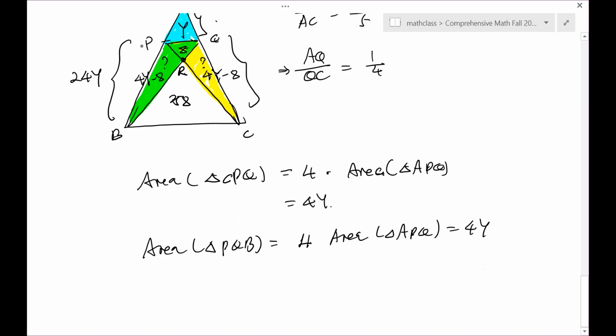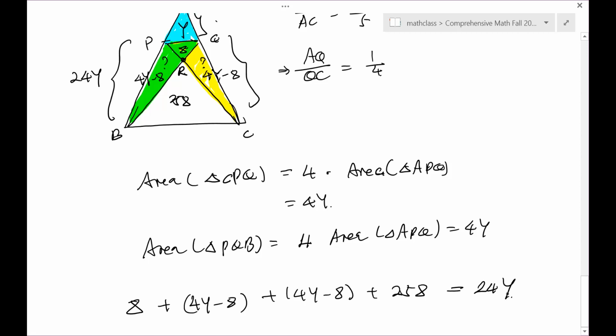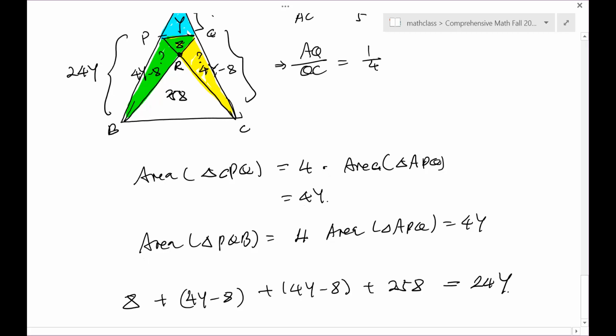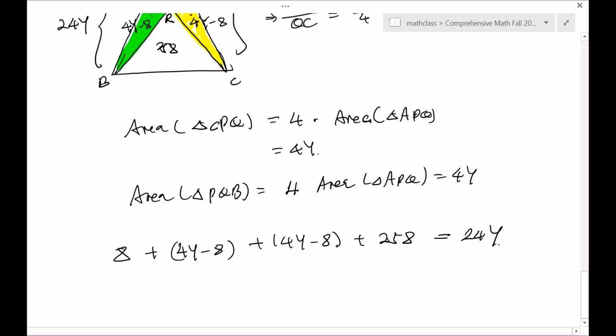So let's look at the bottom part: x plus 4y minus x plus 4y minus x plus 25x. That should be equal to 24y. That equation gives you the relationship between x and y, so then you can tell everything. Once x is figured out, you get all the pieces here, all the small triangle areas. So let's see, what do we get?